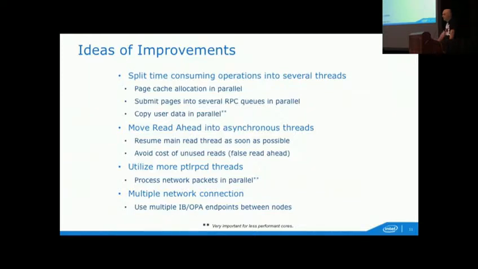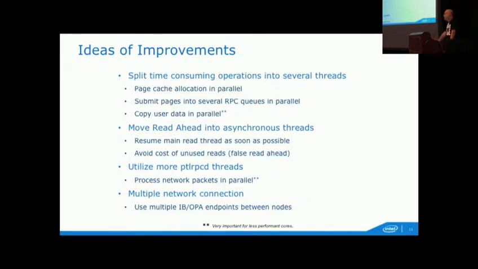This allows us to make page cache allocations in parallel, also submit pages into several RPCs in parallel, and copy user data also in parallel. The experiment shows that this is very important for the Xeon Phi system, just because the memory transfer operation on this system is terribly slow.